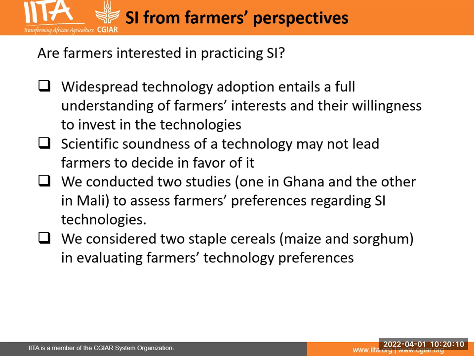The question here is just, are they interested in practicing sustainable intensification? This is an important question because widespread technology adoption entails a full understanding of farmers' interests and their willingness to invest in the technologies. Scientific soundness is important, but at the end of the day, it's the farmers who decide which technology they take and which they drop. So to address this question, we conducted 2 studies, one in Ghana and the other in Mali, to assess farmers' preferences regarding SI technologies. We considered 2 staple cereals, maize and sorghum.